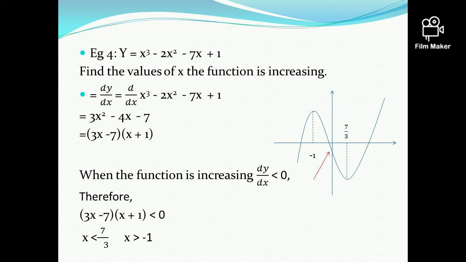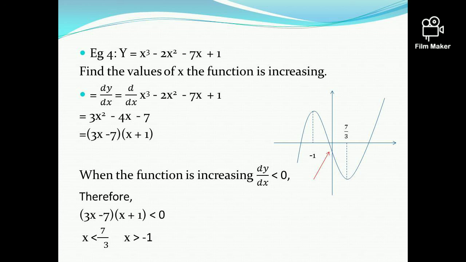Then we know that if the function is decreasing, dy by dx is less than 0. That means (3x - 7)(x + 1) should be less than 0. Then if you simplify this inequality, you receive the answer x is less than 7 over 3 and x is greater than minus 1.